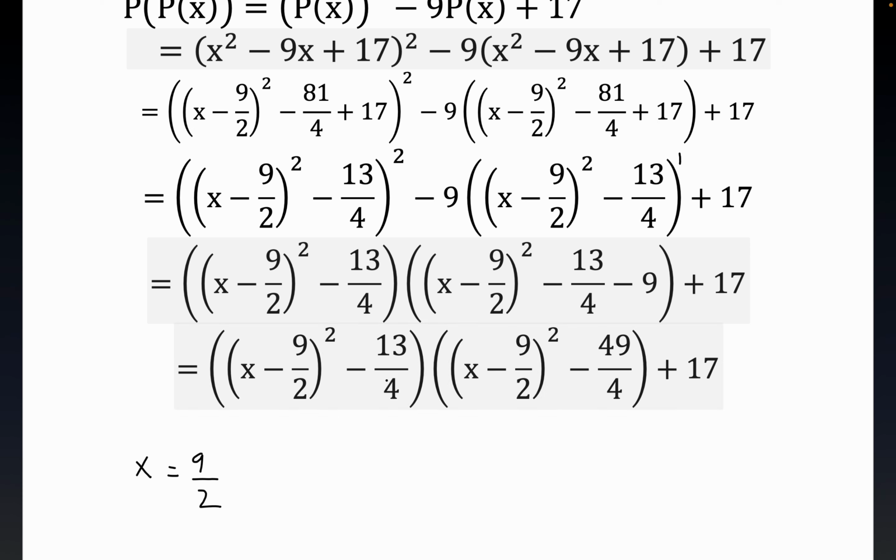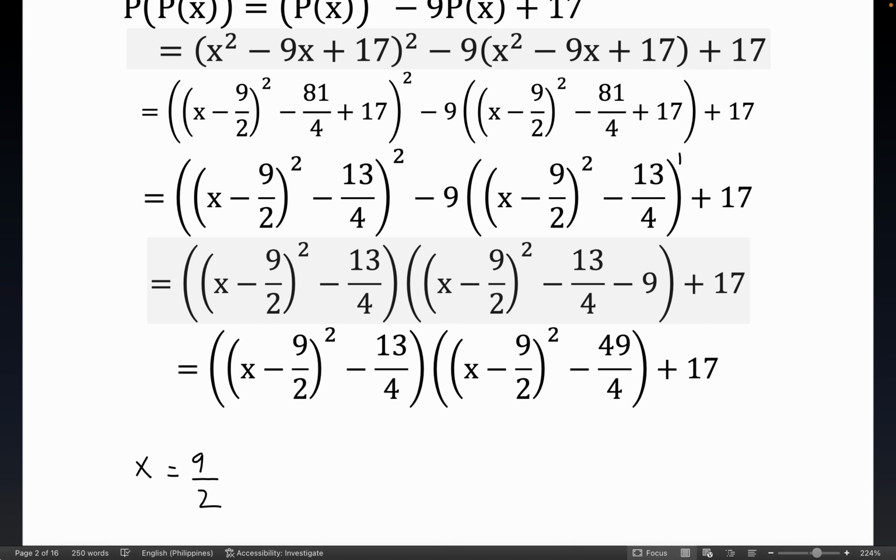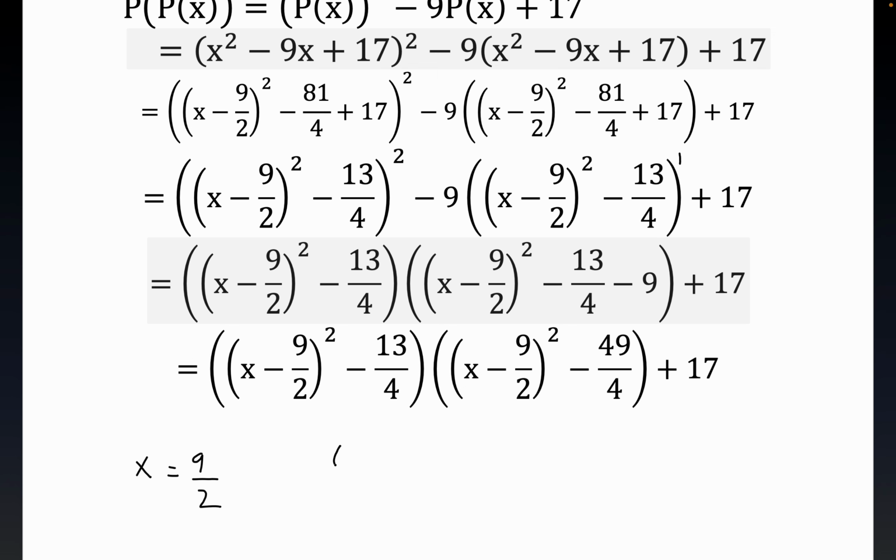And so when you actually multiply 13 over 4 times 49 over 4, you get, I believe, 637 over 16. So you would end up with 637 over 16. Again, you're taking the product of 2 negative numbers. That's what makes this a little counterintuitive. The product of 2 negative numbers is positive. That product is this, and then you still have the plus 17 hanging around here.